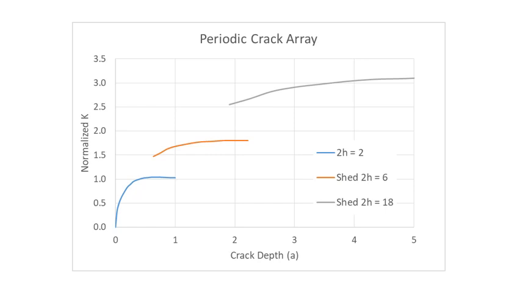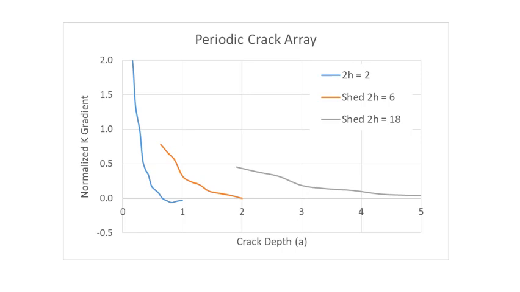When we go to the second sequence of shedding, we now have an effective crack spacing of 18. Again, the normalized K increases, but the curve does plateau. If we want to look at the K gradient, we'll see a similar behavior to what we saw before.